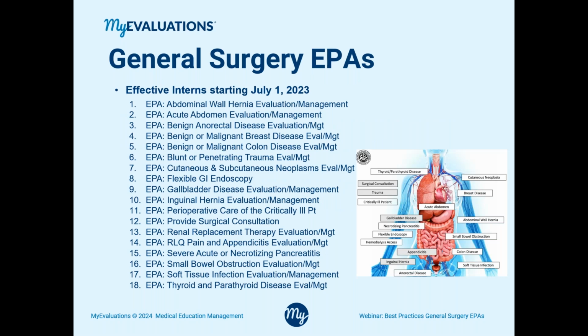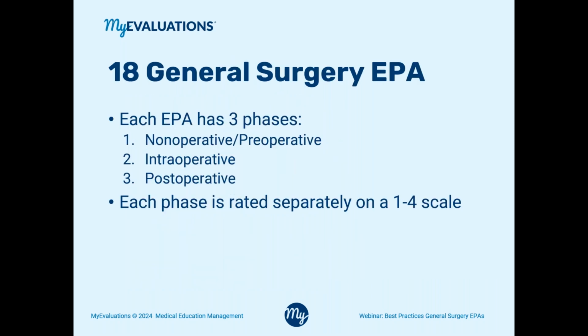So the general surgery EPAs that are effective for July 1, 2023 include 18 specific EPAs. This list is probably familiar to most of you, and this list of EPAs is what we have standardized within my evaluations. Each one of these entrustments has 3 phases that have been described by the ABS.